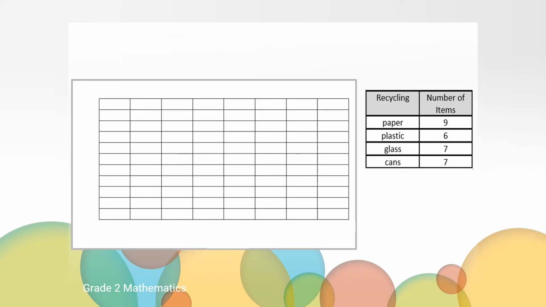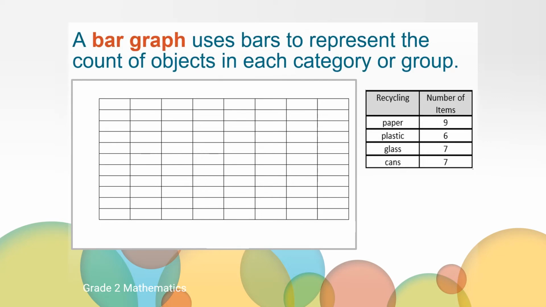Once we have counted all of our data, it can be helpful to display the numbers in a bar graph to make it easier to look for patterns and compare groups. A bar graph uses bars to represent the count of objects in each category or group. We'll use the numbers we counted when we sorted the recycling to help us build this bar graph.